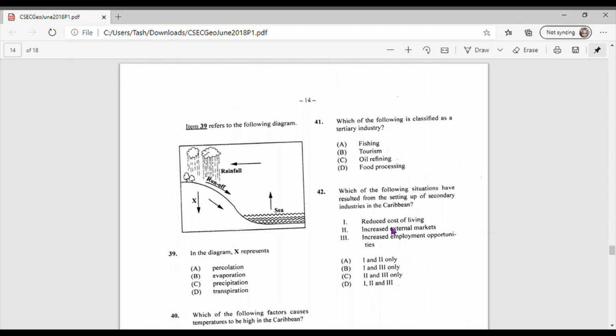It does not affect cost of living that much, well, not really. So increased external markets definitely, because you would have been exporting, and it increased the employment opportunities for the persons. So it would have been 2 and 3. So the answer for number 42 would have been letter C.